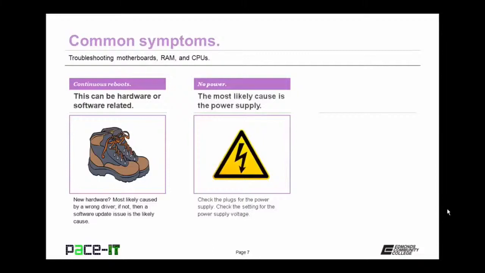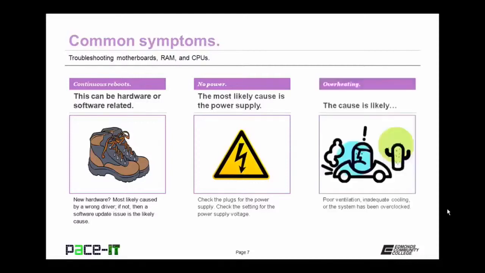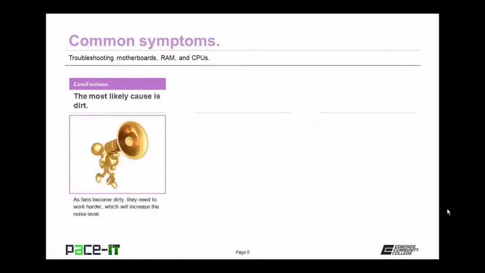Absolutely no power? Well, then guess what? The most probable cause is the power supply. Check the plugs for the power supply. Make sure they're plugged in where they're supposed to be. And then check the settings for the power supply voltages. Suffering from overheating? Then the most likely cause is either poor ventilation, inadequate cooling, or your system has been overclocked. Those are three things that you can look at that are highly probable causes of overheating.